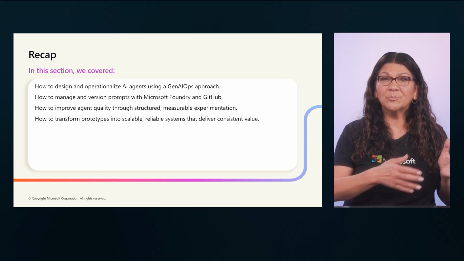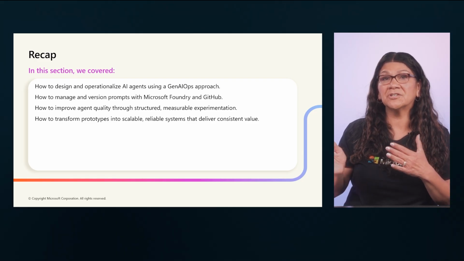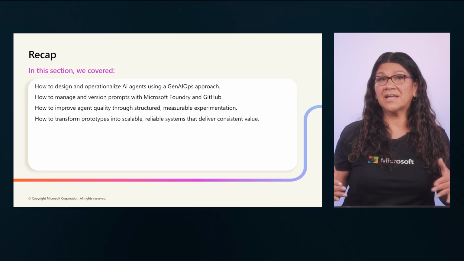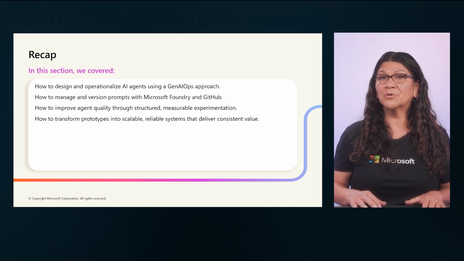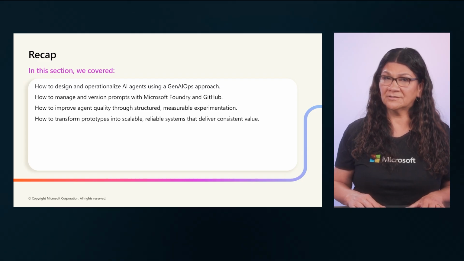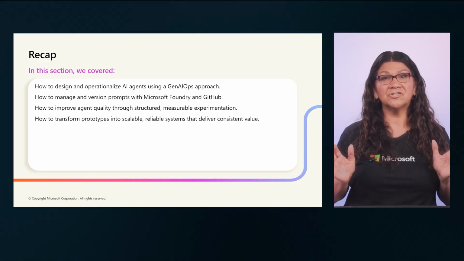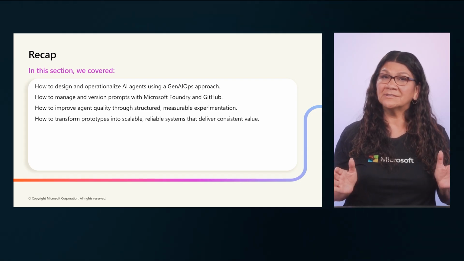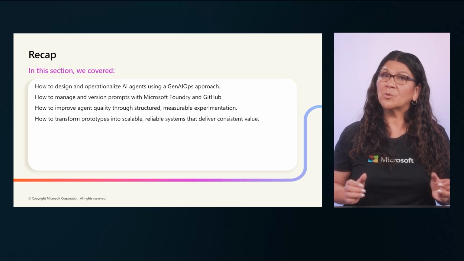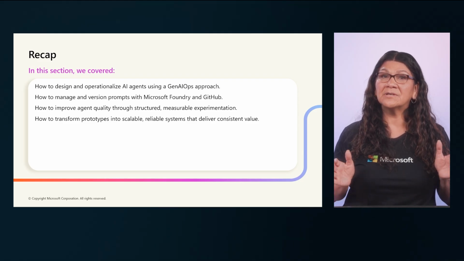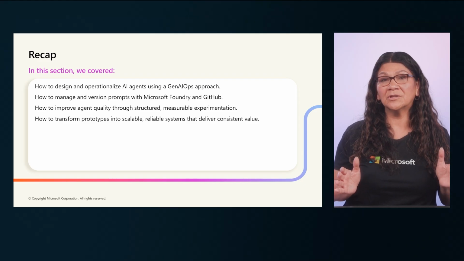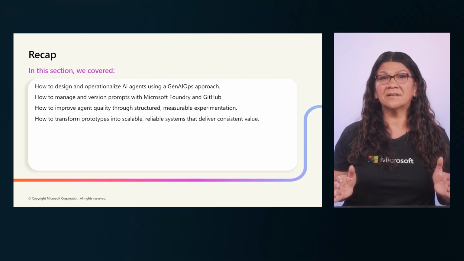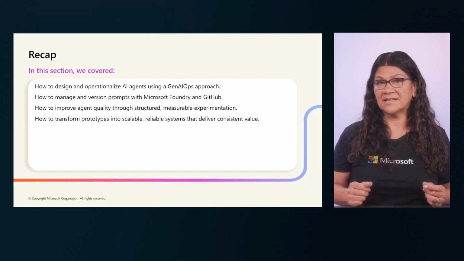This is the shift from prompt tinkering to agent operations, where behavior is testable, changes are measurable, and improvements are intentional. With a solid GenAIOps foundation in place, you're ready to build agents that don't just work once, but keep delivering safe, reliable, and scalable value as real users, data, and business needs change.